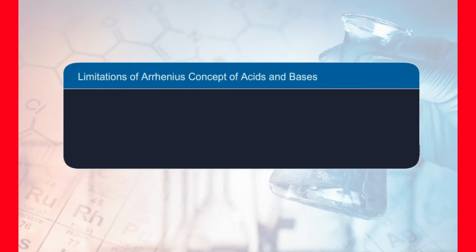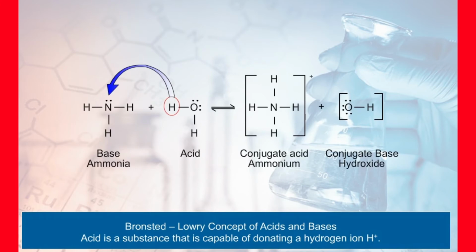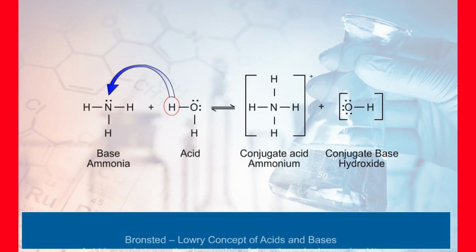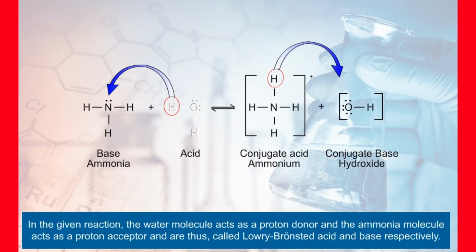This concept, however, suffers from the limitation of being applicable only to aqueous solutions, and also it does not account for the basicity of substances like ammonia, which do not possess a hydroxyl group. According to Bronsted-Lowry theory, an acid is a substance that is capable of donating a hydrogen ion, and bases are substances capable of accepting a hydrogen ion. In the given reaction, the water molecule acts as a proton donor and the ammonia molecule acts as a proton acceptor, and are thus called Lowry-Bronsted acid and base respectively.